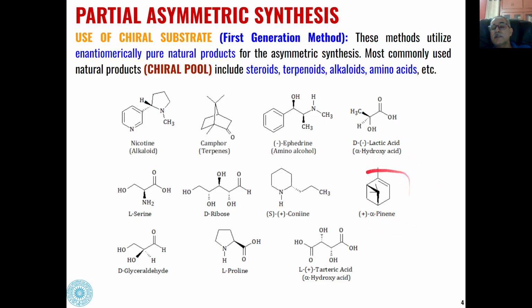Then pinene, alpha or beta pinenes, are also chiral compounds. Coniine, this is an alkaloid. Ribose, this is a sugar, again a chiral molecule, which can be used for asymmetric synthesis. L-serine, this is an amino acid. This can be used as a chiral substrate.